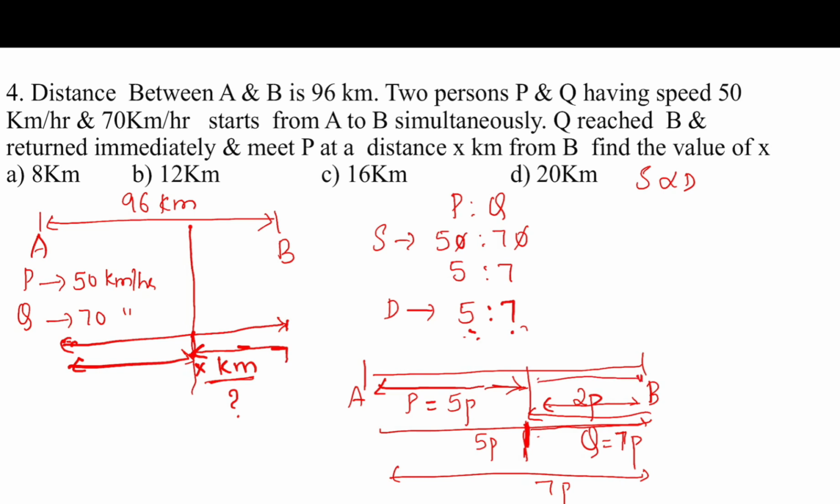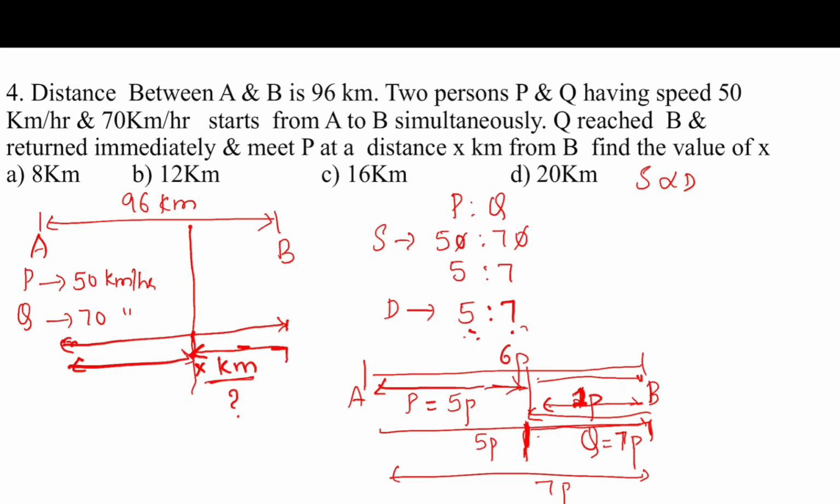That means the distance between this point and B is 1 part, because he is coming back, isn't it? So it is 1 part and he'll come back, so that will be again 1 more part. So it is A to B, it is totally 6 parts.